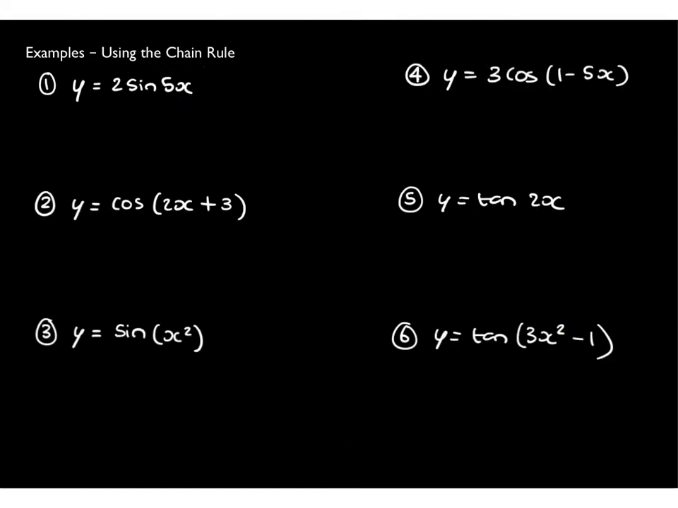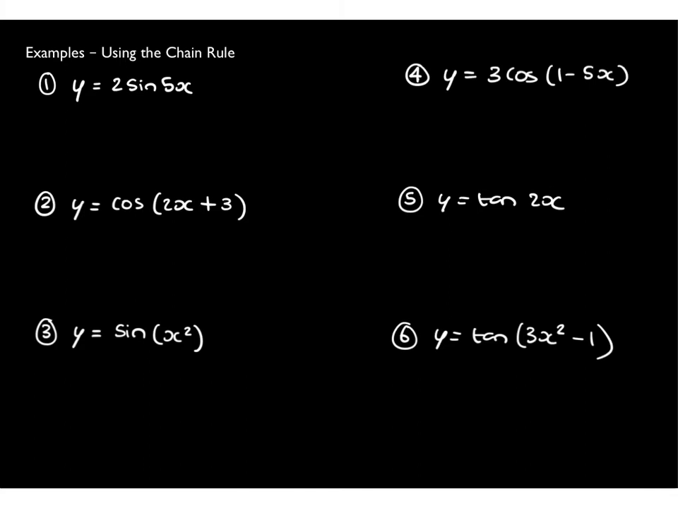So here is a set of 6 examples for you to have a look at. Now, you can either pause, have a go at each of these questions yourselves, and then check your answers, or work through the questions with the video. Now, in each case, you're going to differentiate each of these using the quick chain rule process. So now is the moment to pause if you want to try the questions by yourself.